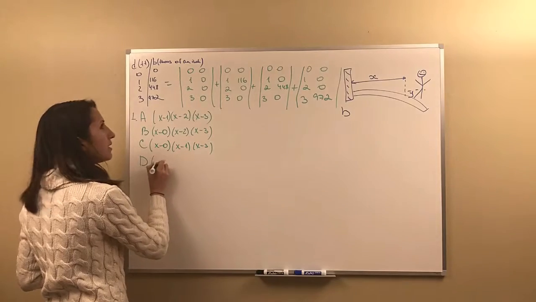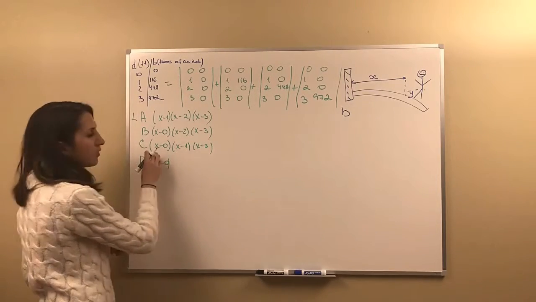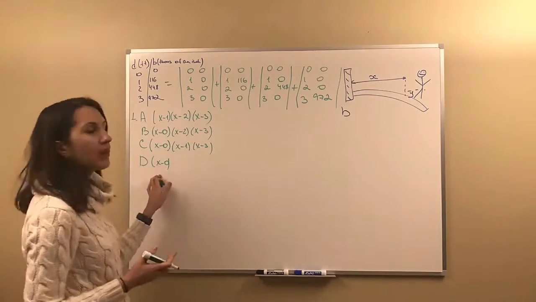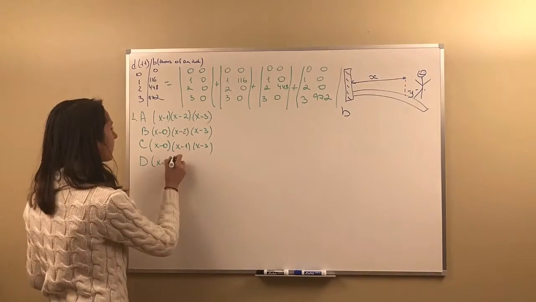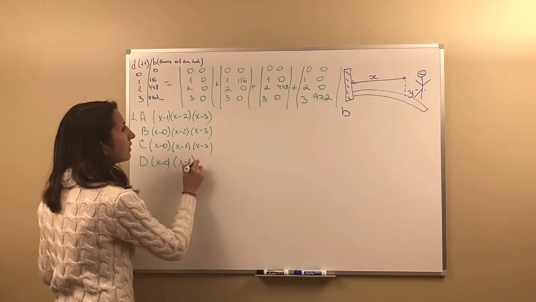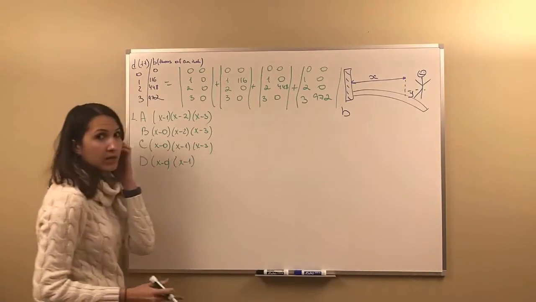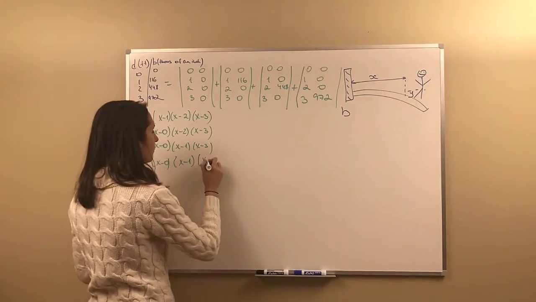And the last one, d times x minus 0. You could have just said x, but I just like to be consistent. x minus 0, x minus 1, x minus 2. This is basically 0, so we factor in these zeros.